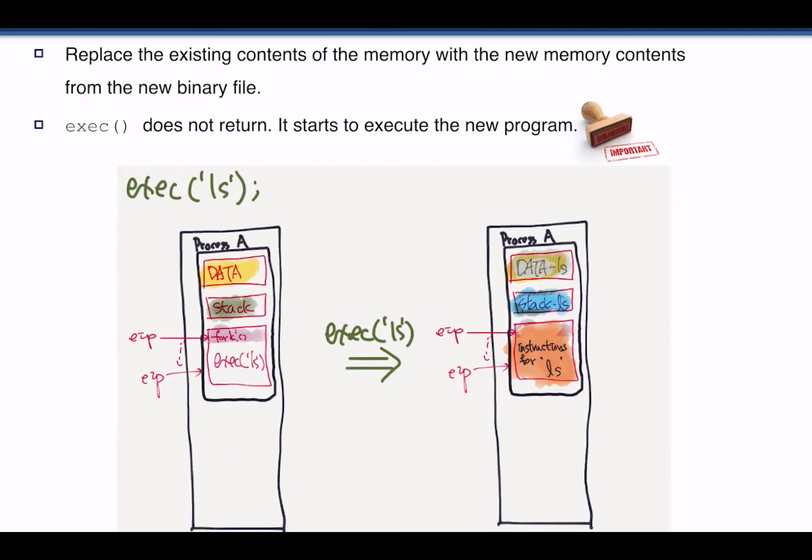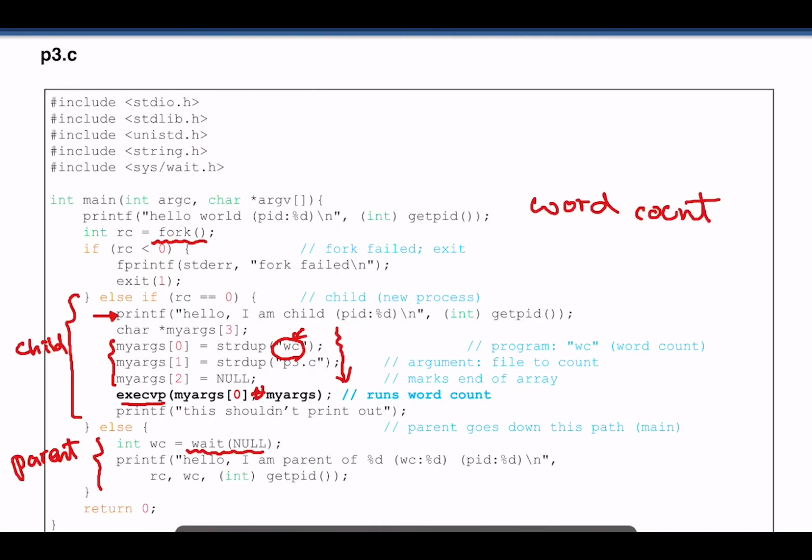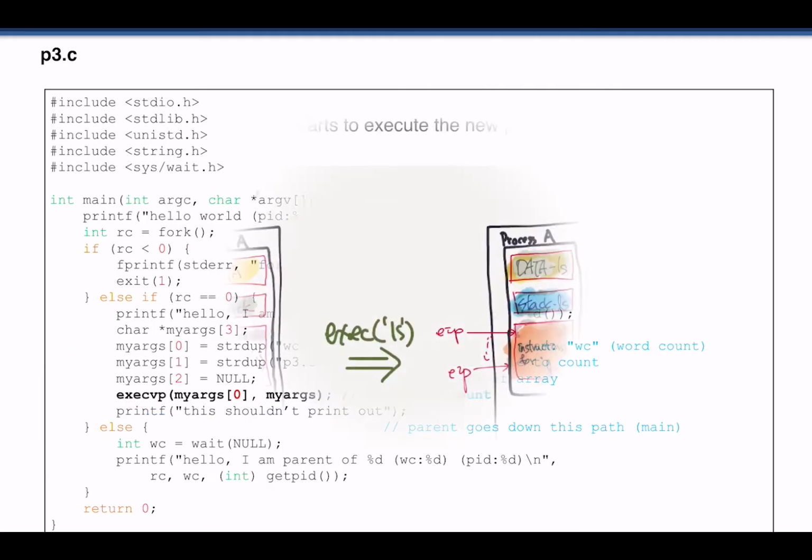This screen explains what happens when exec is called. When exec is called, the operating system replaces the existing contents of memory with the new memory contents from the new binary file. The important thing is that exec does not return. Whatever code remains beyond the exec won't be executed. Here, there is a print statement after execvp. Since exec does not return, the printf statement shouldn't print out. Okay, let's get back to the slide.